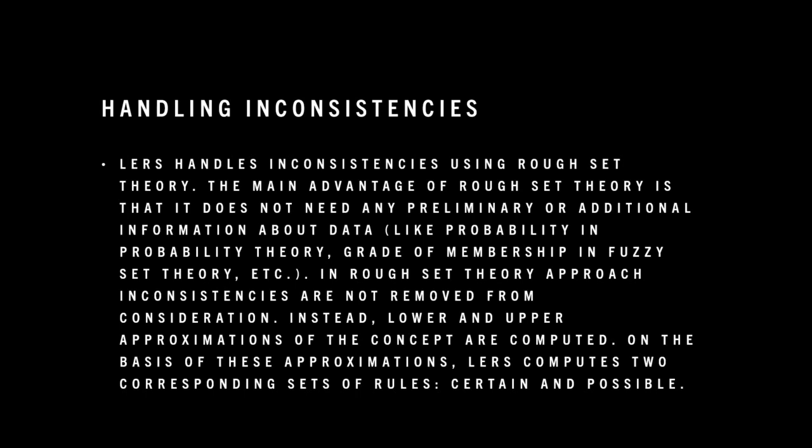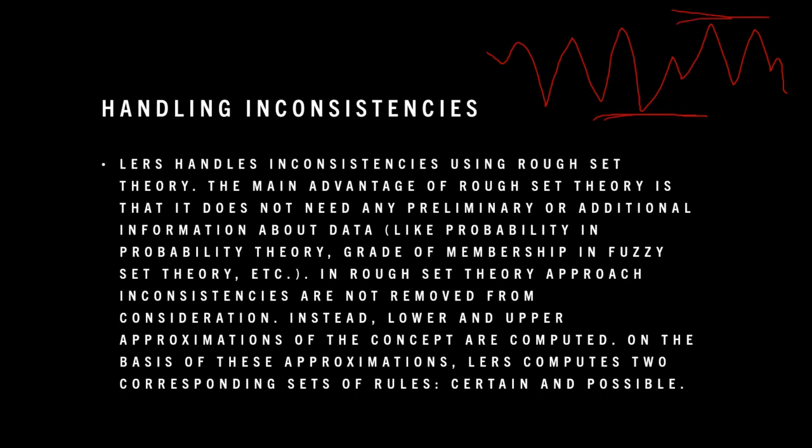To be more clear, say we have data whose graph is inconsistent and goes like this. What the rough set does is that it approximates to the lower bound and the upper bound of the data and then generates rules based on these approximations. And so we have two types of rules generated, which are the certain rules and the possible rules. Let us see in detail regarding the rough sets down the presentation.